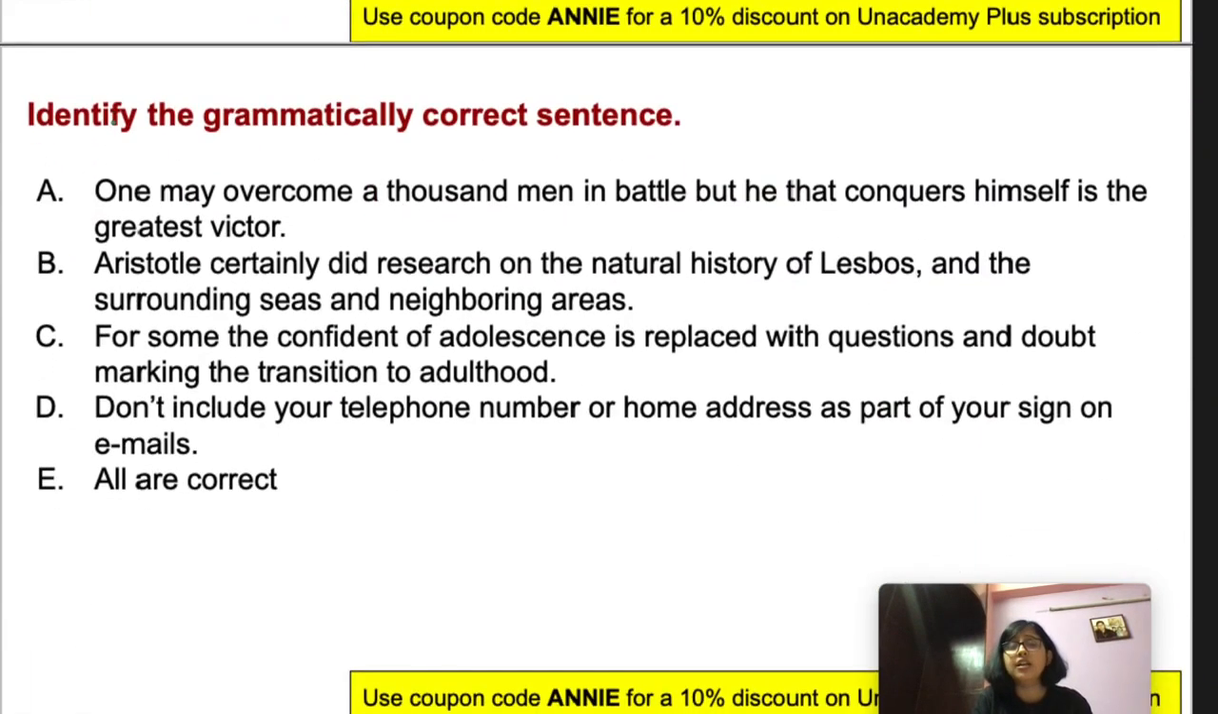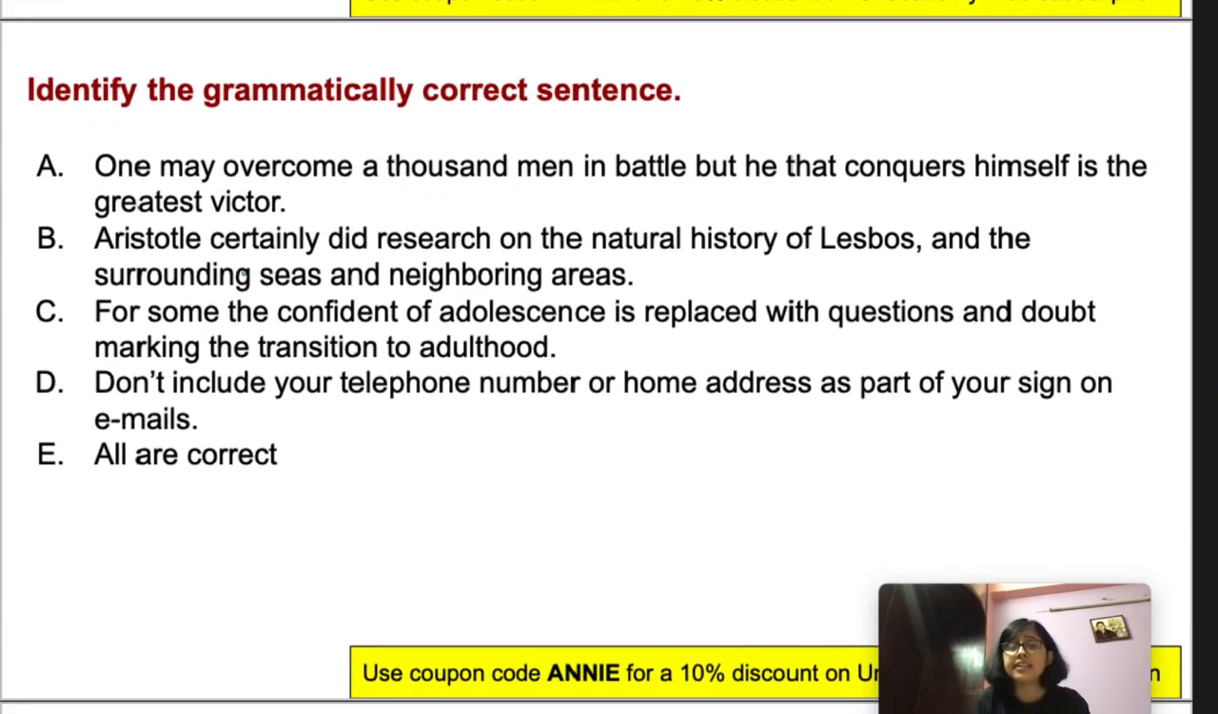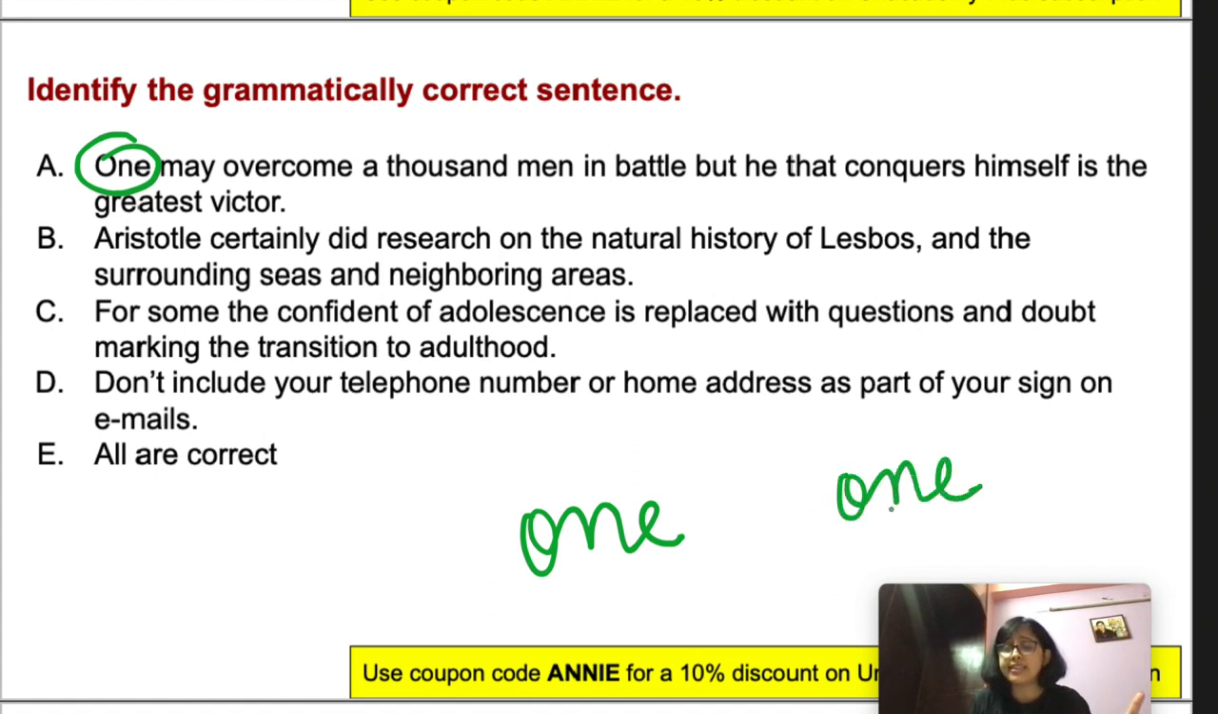Next question, again identify the correct sentence. One may overcome 1,000 men in battle, but he that conquers himself is the greatest victor. Now here the subject is one. Whenever the subject is one, you have to use one throughout the sentence, and for the possessive case also you have to use one's. And for plural you have to use ones. So here the subject is one, that's why here also you have to use one.